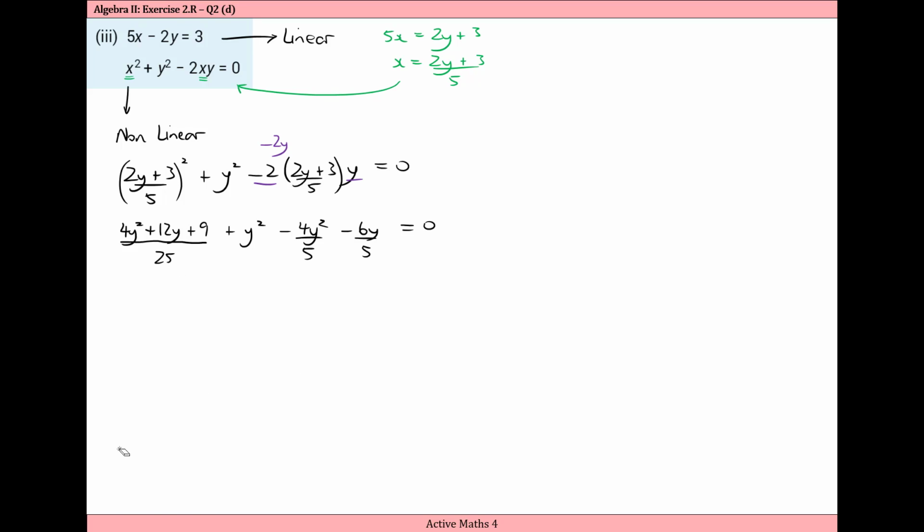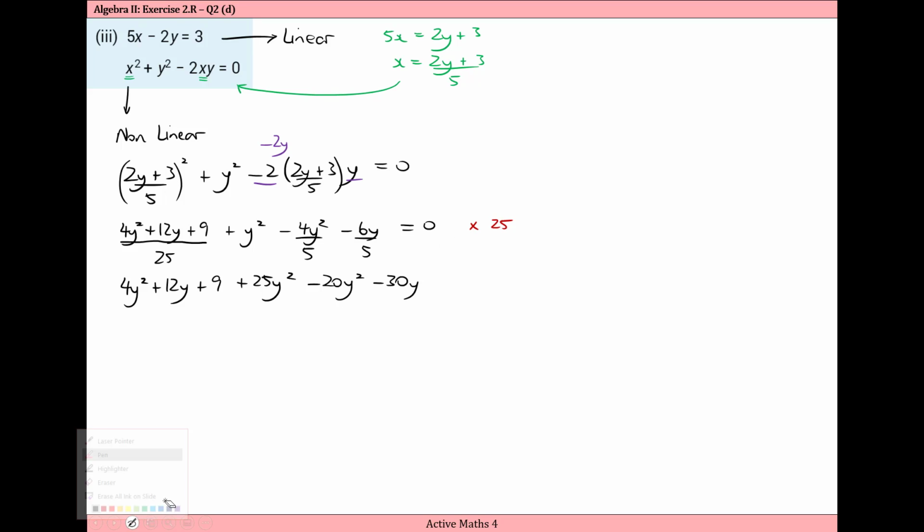I want to get rid of the fractions in this question, so the easiest way to do that is to multiply every term in the equation, both on the left side and the right hand side, which is just 0, by the number 25. If I multiply the first fraction by 25, I'm left with 4y squared plus 12y plus 9. Multiply y squared by 25, I get 25y squared. And then if I multiply minus 4y squared over 5 by 25, I get minus 20y squared, and then minus 6y over 5 times 25 is minus 30y.